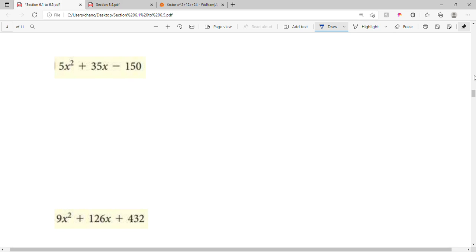For the next example, we have a problem. We have a 5 that shows up in the front. There is a 35 and a 150. Always look to see if there's a GCF first. In this case, there is a GCF of 5. So we'll start by factoring that out before we use the diamond method.